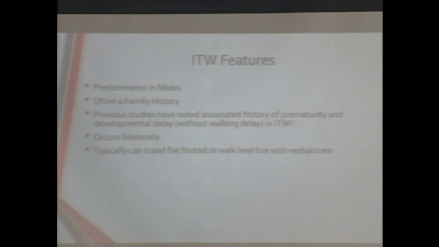So idiopathic toe walking, for whatever reason, predominates in males. Now, I think that number might be skewed a little bit because I think there are probably a significant number of females who, if they were never treated or diagnosed, can hide it with just simple use of heels. But at least the data we have, it's primarily in males. There seems to be a family history of it. Previous studies have noted associated history of prematurity and developmental delay in idiopathic toe walking, which is not really a surprise. And again, it always occurs bilaterally if it's idiopathic.